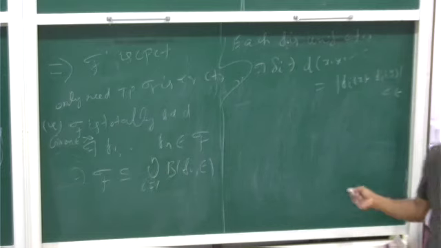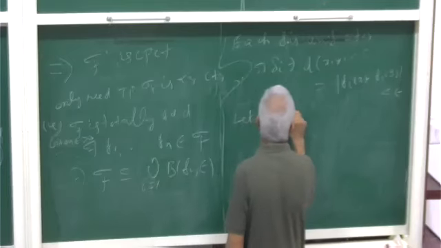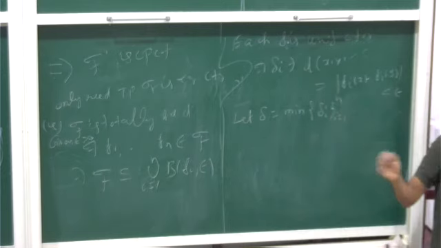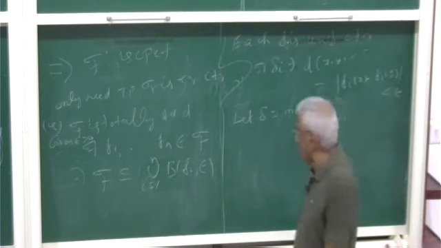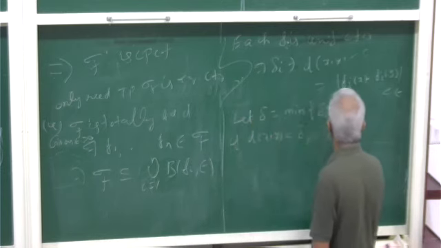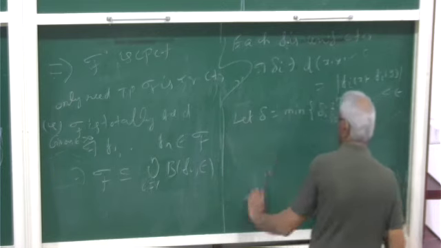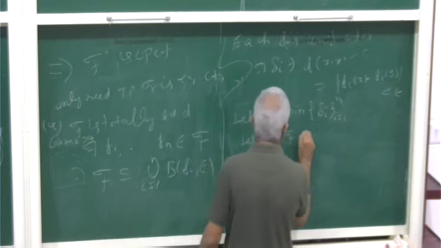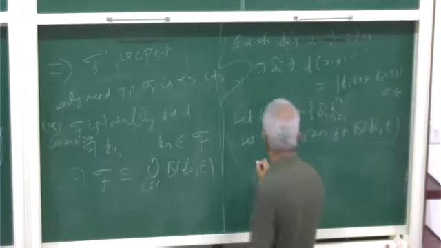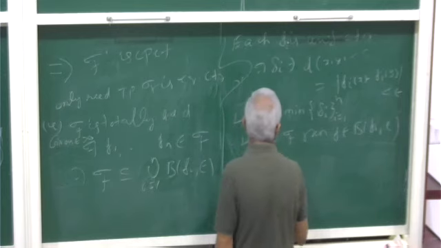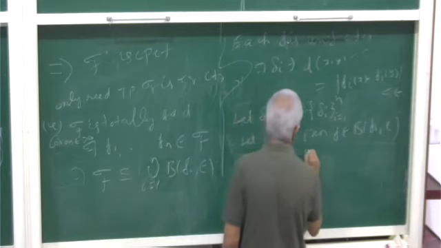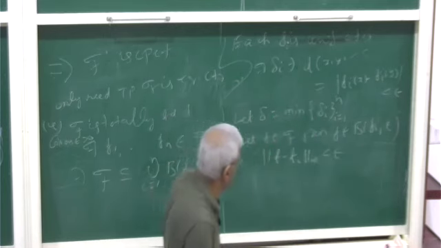Now let delta equal the minimum of the delta i. This delta should work for the equicontinuity. That's clear, right? Now if d of x, y is less than delta, and F is in the family, then F is in one of those balls B of Fi, epsilon. That is, the norm of F minus Fi infinity is less than epsilon, for some i.